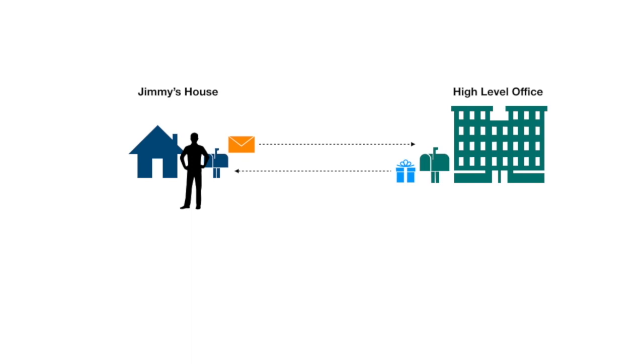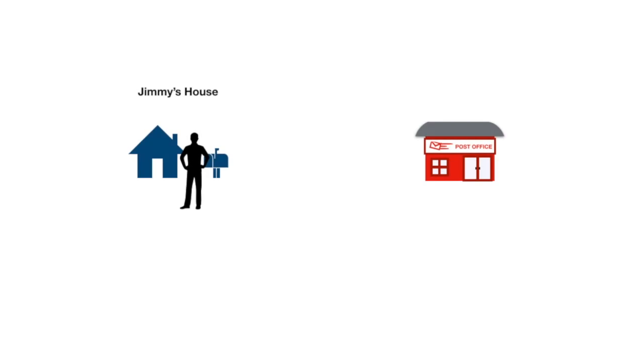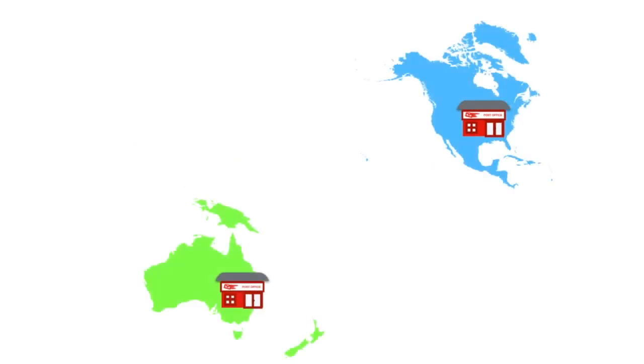So the first thing Jimmy needs to do is get the High Level postal address. In order to do so, he probably has to look up a directory, look at the High Level entry in that directory, and find the corresponding postal address. Once he gets that postal address, he slaps it onto his envelope and gives it to his local post office, and the mailman at that post office will look at the address it needs to go to, work out that it needs to go to Australia, and put it onto a freight system, so maybe a train, eventually a plane, and then a van or whatever, and it ends up at the High Level office.